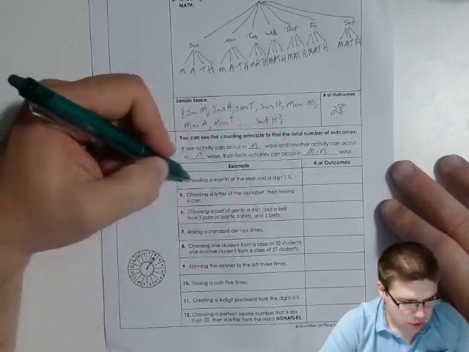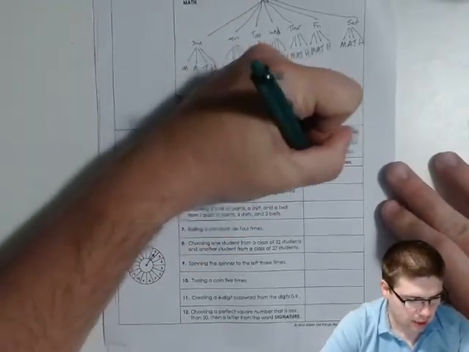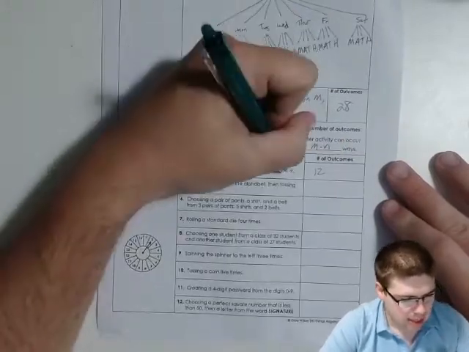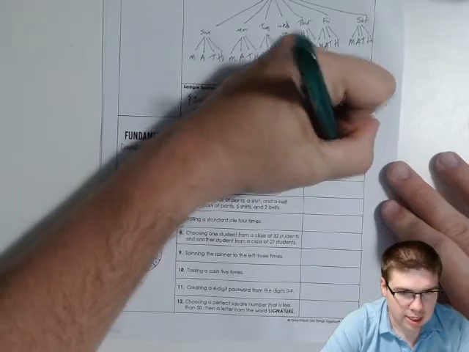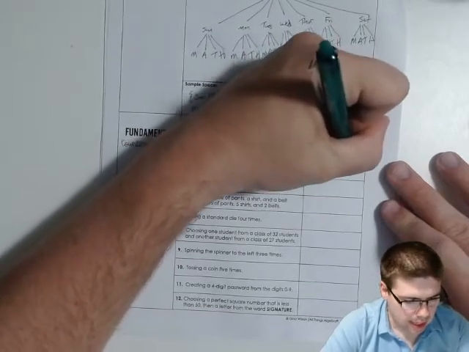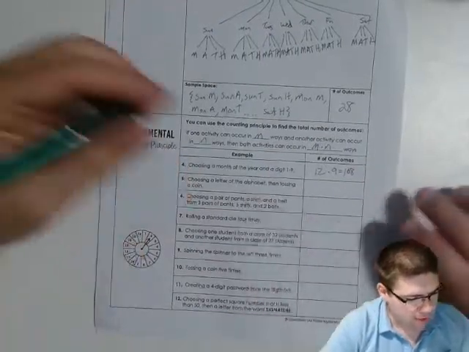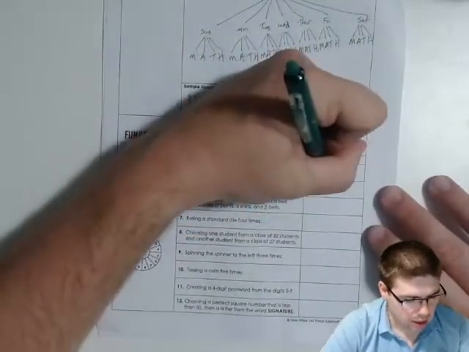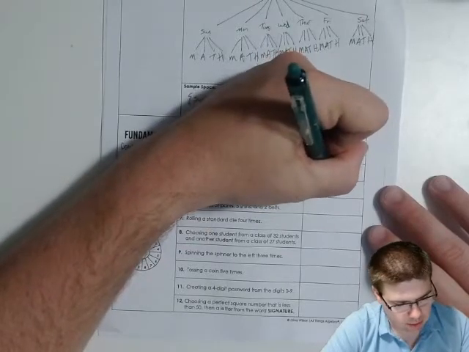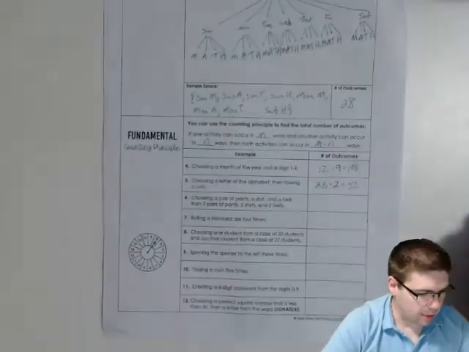Some examples of this: choosing a month of the year and a digit 1 to 9. That would be 12 ways for the first, and then digits 1 to 9, that is 9 digits. So 12 times 9 gives us 108 possible outcomes. Choosing a letter of the alphabet, 26 choices, then tossing a coin, so 2 options, 2 sides of a coin. 26 times 2 gives us 52 possible outcomes.